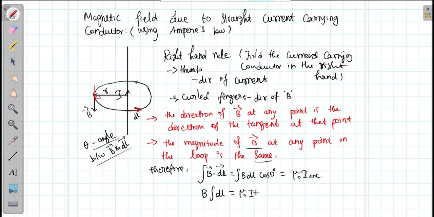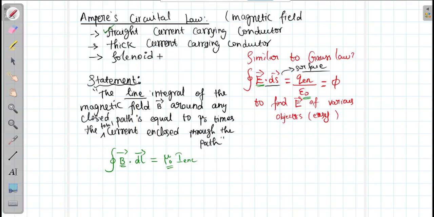Here the enclosed current is only I. Integrating over the length of the loop, it will give us only 2 pi r. So B into 2 pi r equals mu naught I. Therefore, the magnitude of the magnetic field is equal to mu naught I divided by 2 pi r. That's all. Next question is thick conductor.